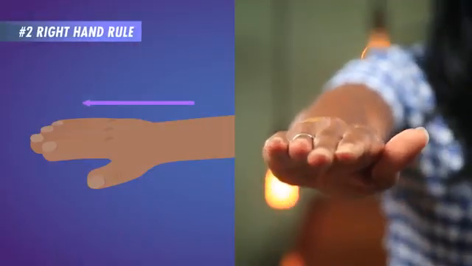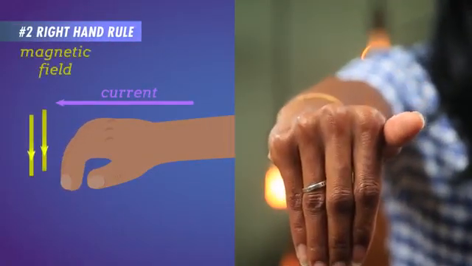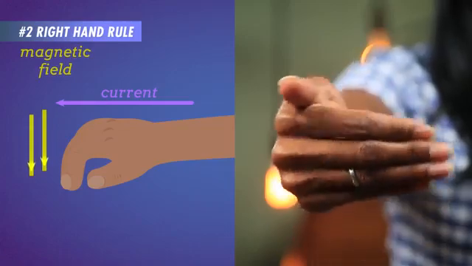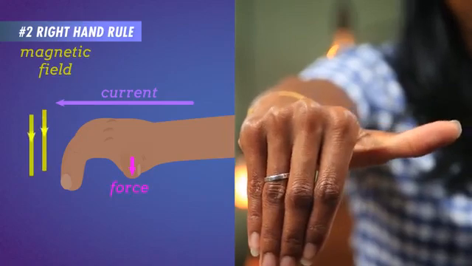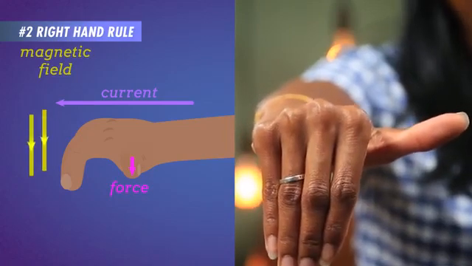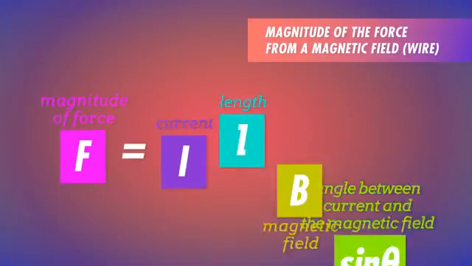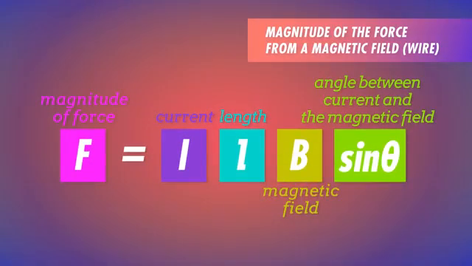Here's how to use the second right-hand rule. Point your arm in the direction of the current, then bend your fingers so they're perpendicular to your palm. This represents the direction of the magnetic field. Your thumb, which is perpendicular to your fingers, is the direction of the force on the wire. But what about the strength of that force? You can use your hands to figure this out too, but you'll have to use them to do math. Sorry. The magnitude of the force from a magnetic field on a wire is equal to ILB sine theta. This equation tells us that there are 4 factors that affect the magnitude of the force. First, there's the current in the wire.